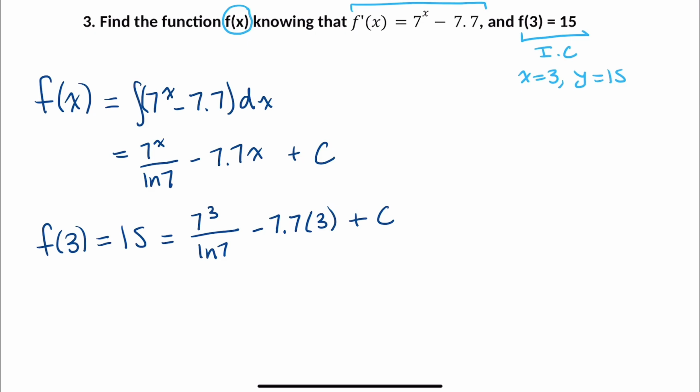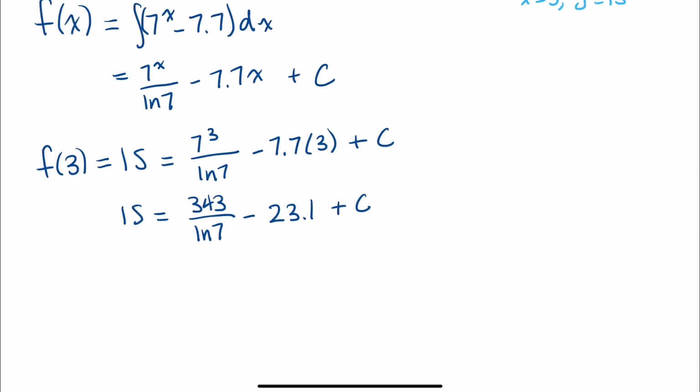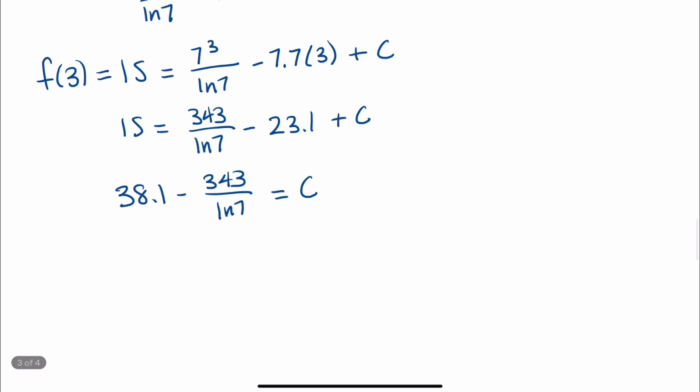And so solving for c, we can simplify this down to 15 equals 343 over ln 7 minus 23.1 plus c. And then isolating for c, I'm going to bring this negative 23.1 to the left side. And so it's going to become 15 plus 23.1, which will be 38.1. And I'm going to bring this to the left side. And this is going to equal c.